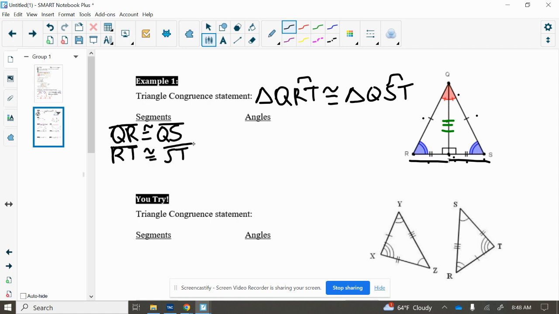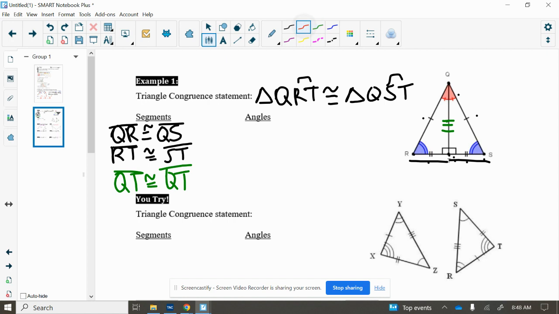And then finally, again, it's kind of weird, but they share this side in the middle here, QT. So we would say that QT is congruent to itself, QT, because again, it's the same side of both triangles.